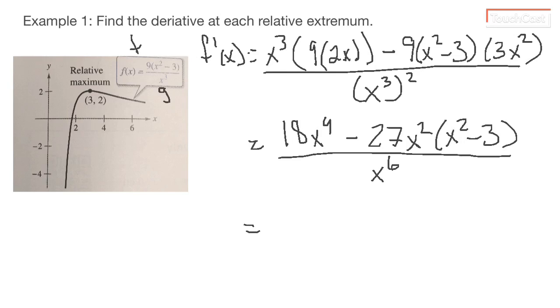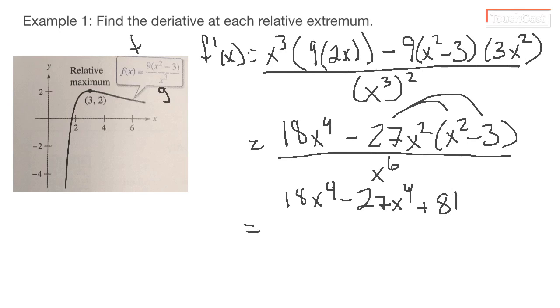So let's clean it up a little more. We'll distribute this negative 27 into the parentheses. So we're going to have 18x to the 4th minus 27x to the 4th plus 81x squared all over x to the 6th. But there's still more we can clean up.